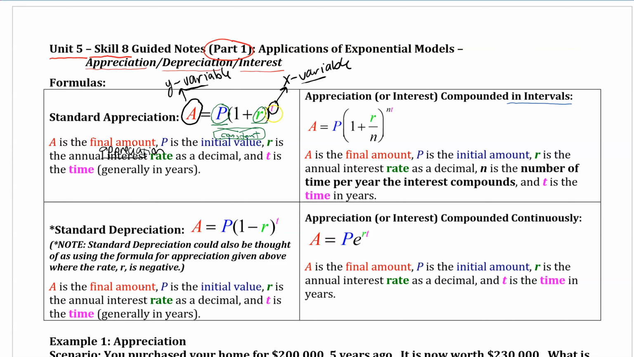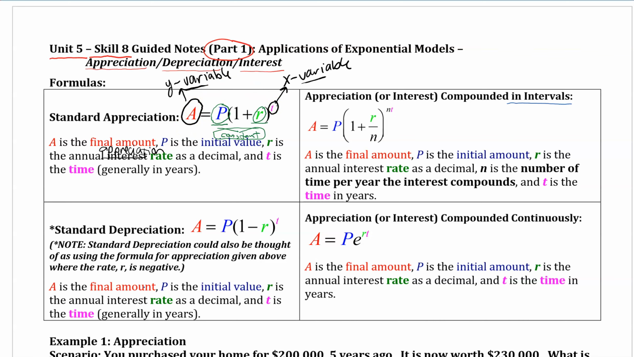Whereas T is a variable where we can plug in different times. We can just plug in different time values to see, well, what will the amount be in 2 years? What will the amount be in 3 years? We can see how the time affects the amount and how long of a time we need to get to a certain amount and that kind of thing. So only the amount and the time are actual variables.